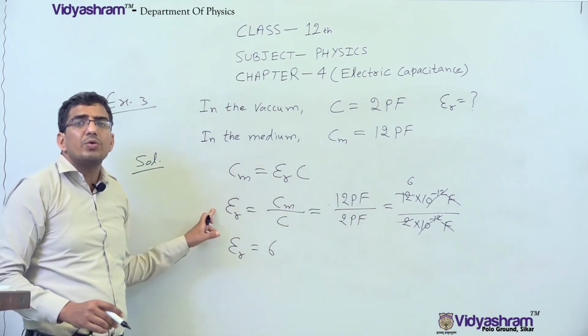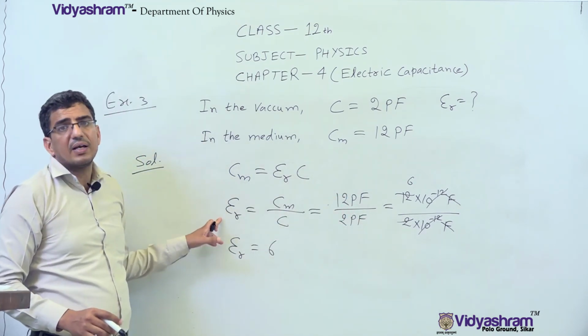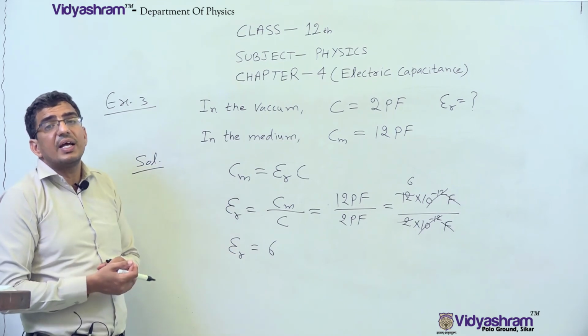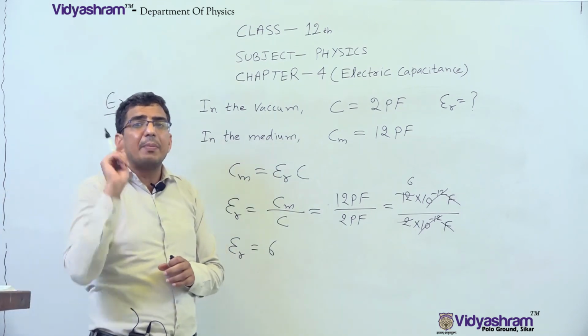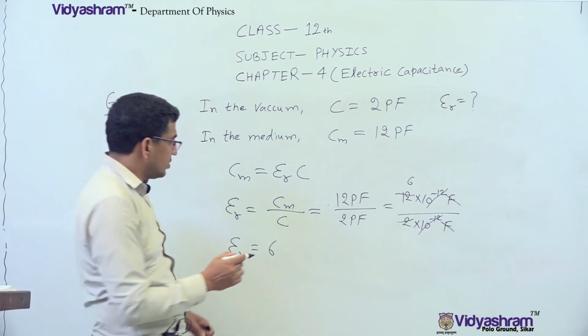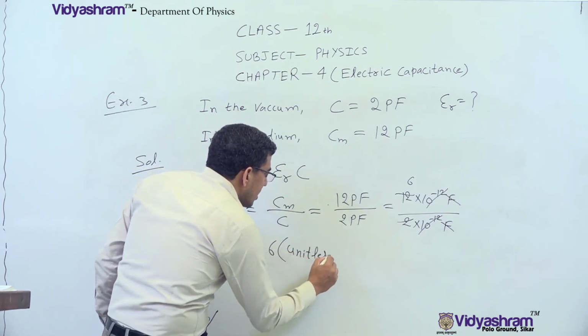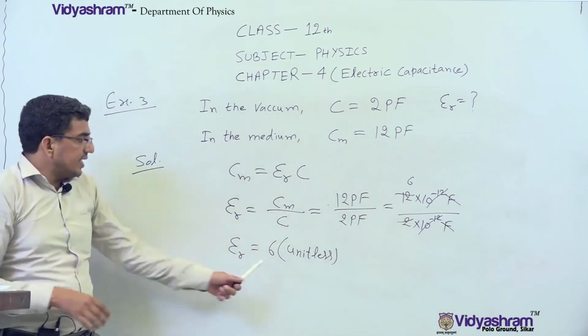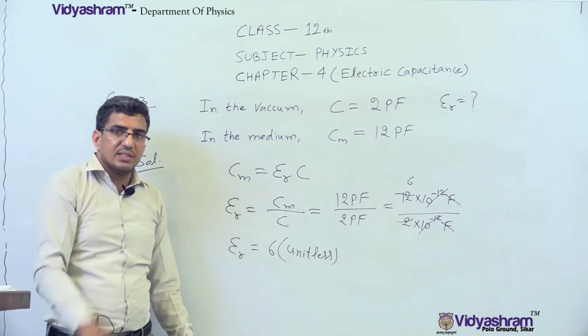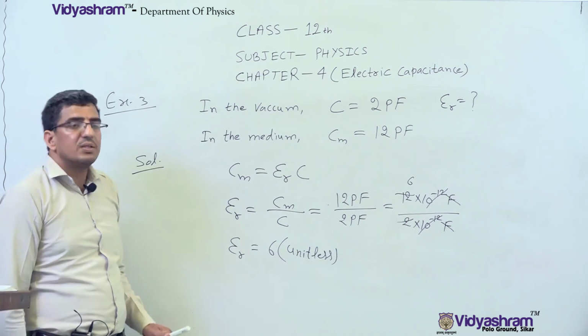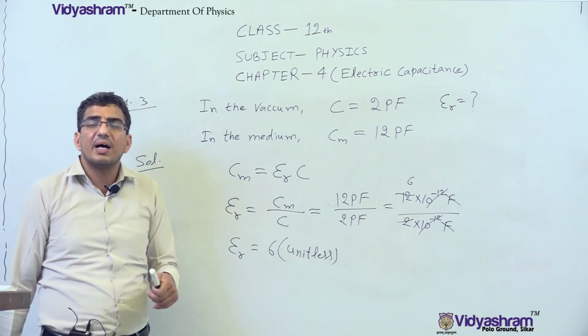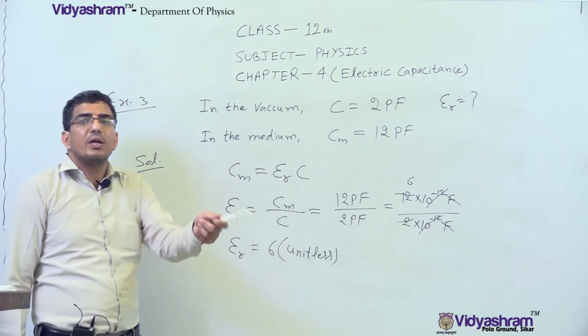There is no unit of epsilon r. Epsilon r is a unitless and dimensionless physical quantity. Write it, it is unitless. Okay, pause the video and write it in your notebook.